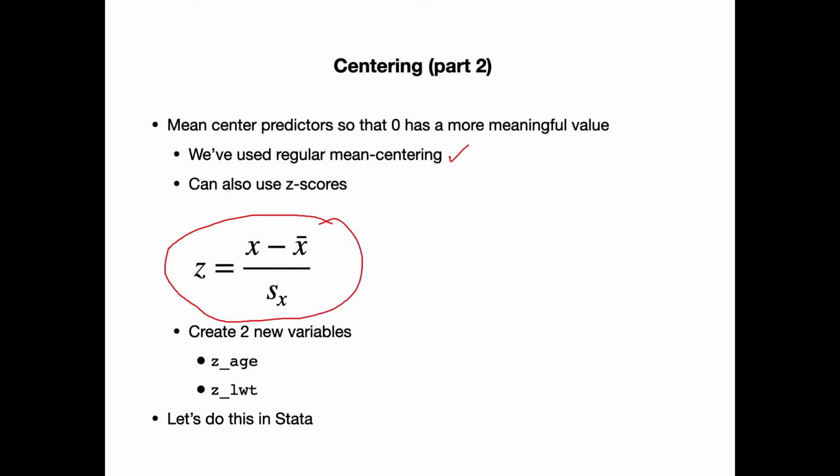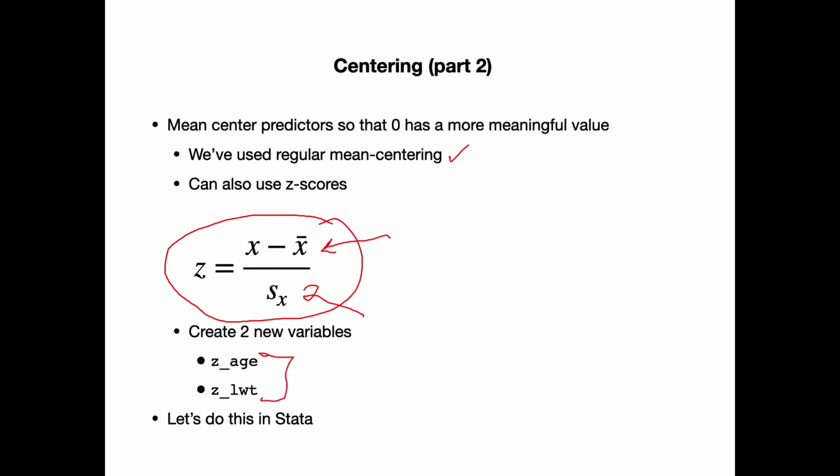The thing I want you to pay attention to right at this moment is that numerator. Notice that is just mean centering, right? You take each observation, you subtract from it the mean. So z-scores are a type of mean centering. It's just now you divide by the standard deviation to put that centered value in standard deviation units. So we're going to create 2 new variables.